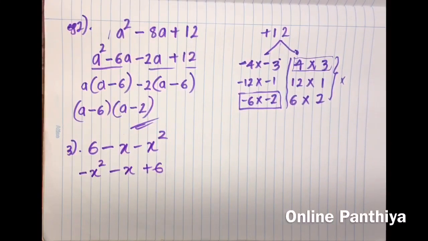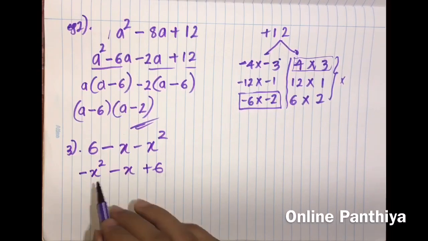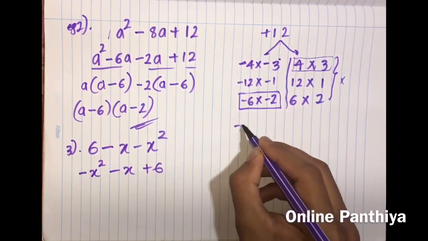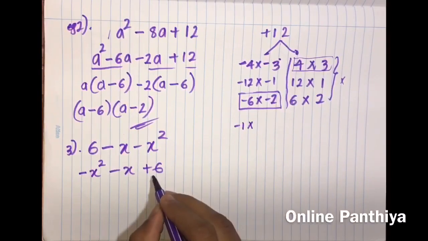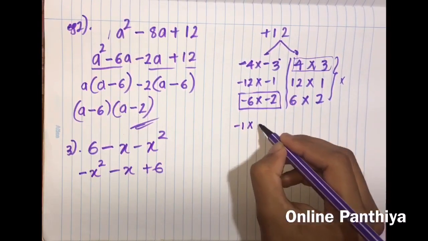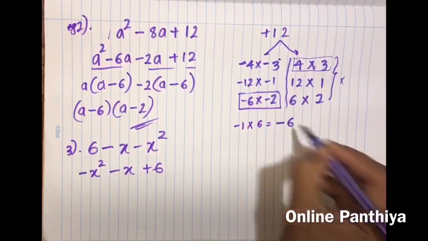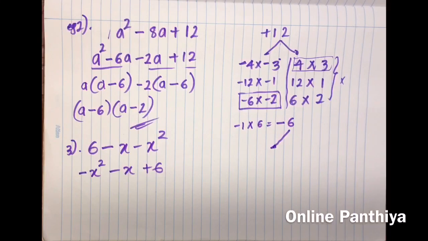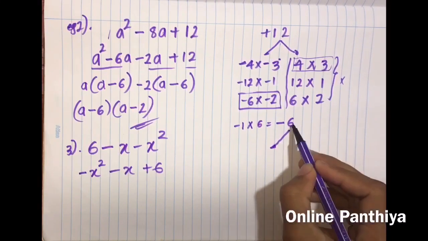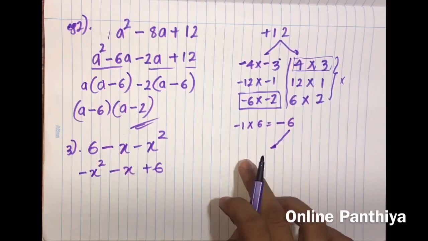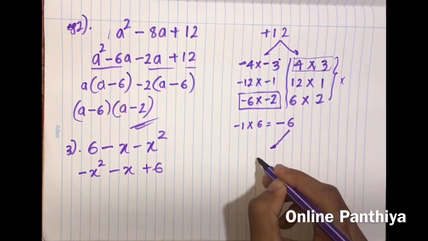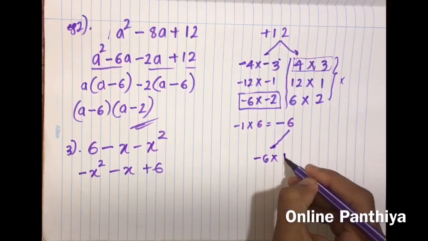Yes. Next, what should you do? Yeah, it looks easy. First you have to multiply them. What is the coefficient of x squared? Minus 1 into, what is the constant here? Plus 6. That is going to give you minus 6. Now you have to write all the factors of minus 6. How do you get minus 6? In order to get minus 6, when you multiply two numbers, one should be plus, the other should be negative. So let me write minus 6 into plus 1.